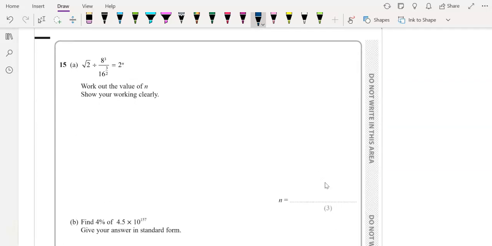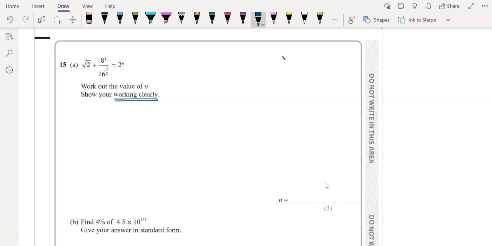Okay, square root of 2 divided by 8 cube over 16 to the power 3 by 2 equals 2 power n. It says show your working clearly. Yes, we have a calculator, so in case you don't know the rules, you can just skip and jump to the answer step. But I'll do it here with all the steps.